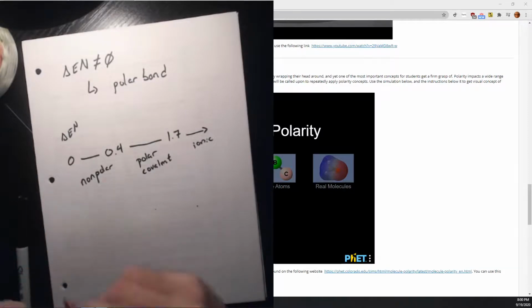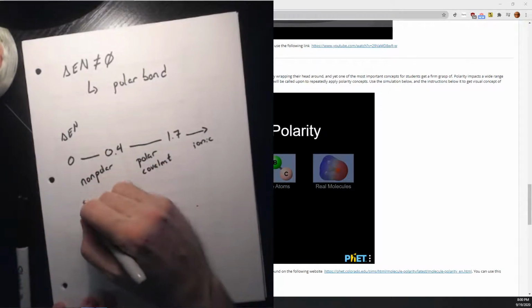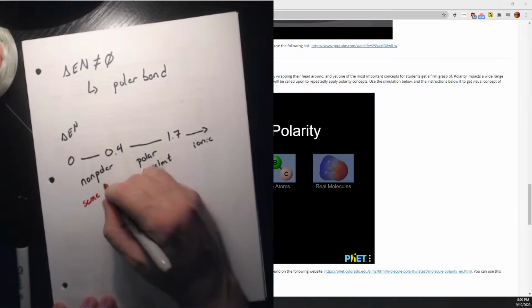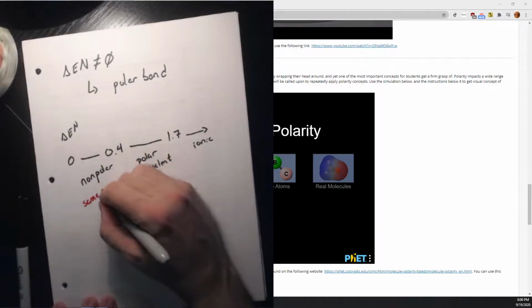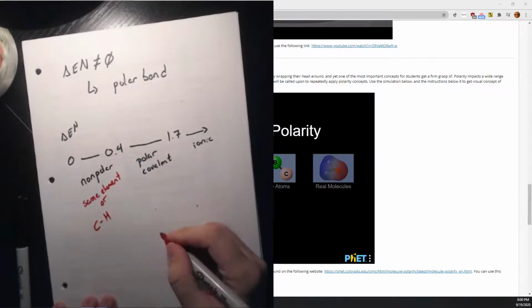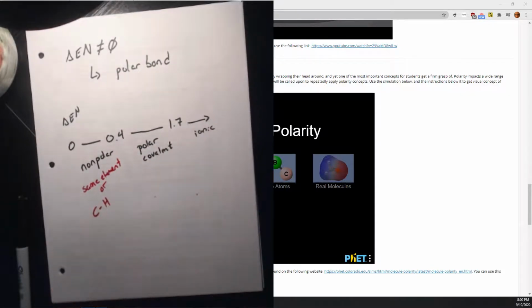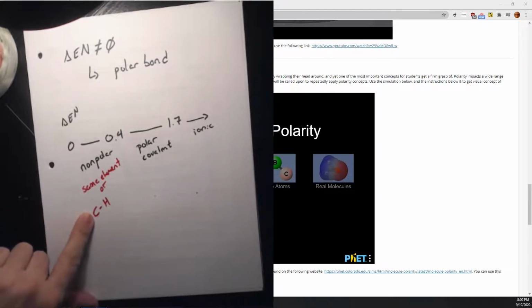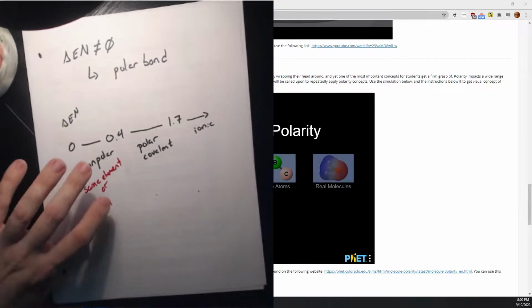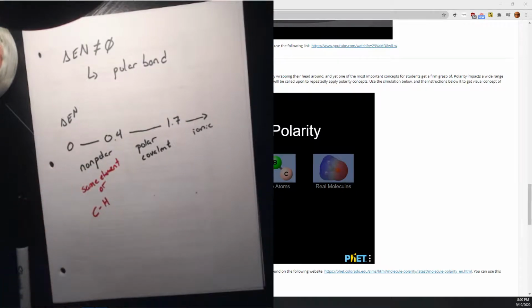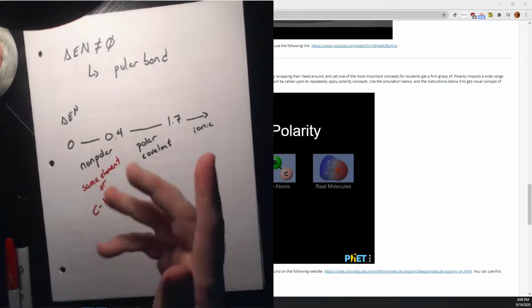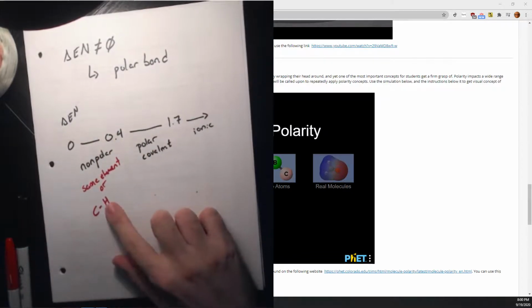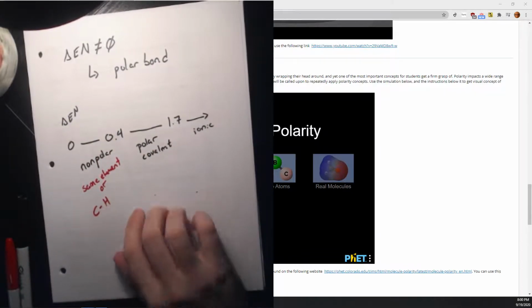Essentially, nonpolar is going to be if the two atoms on either end of the bond are the same element or carbon and hydrogen. If they're the same element, it's a nonpolar bond. If they are carbon and hydrogen, it's a nonpolar bond, because carbon and hydrogen are very close in electronegativity. There are other elements out there that could also give you a 0 to 0.4, but the only one that I would expect you to remember is carbon and hydrogen.